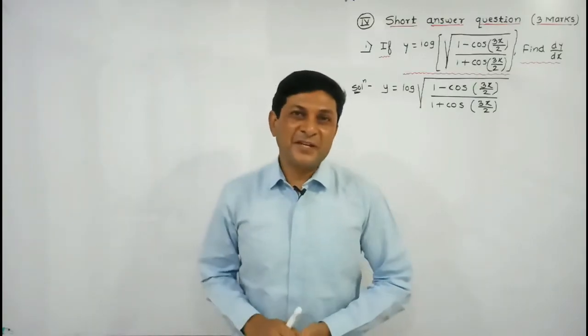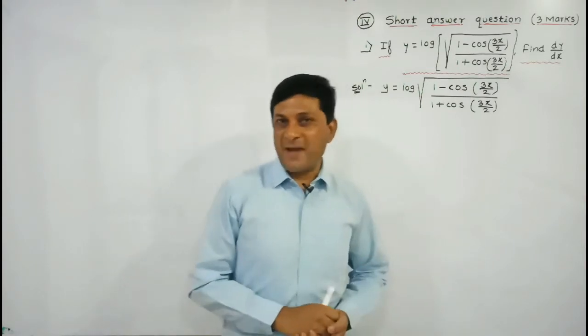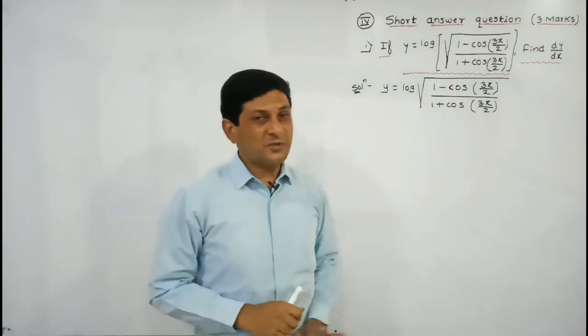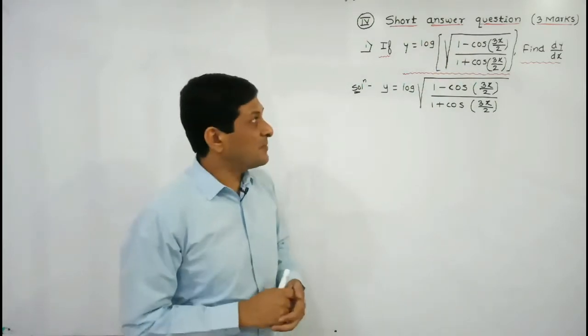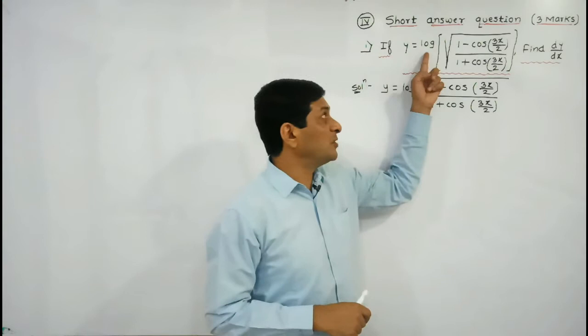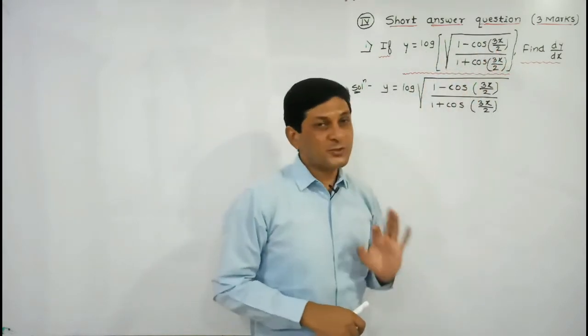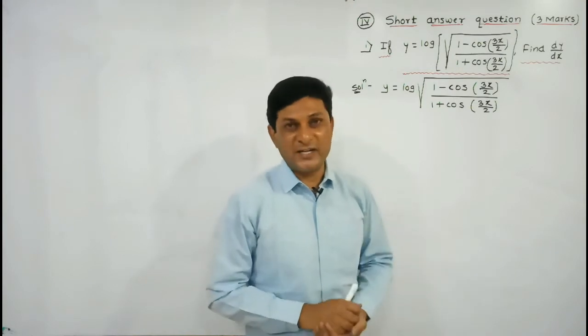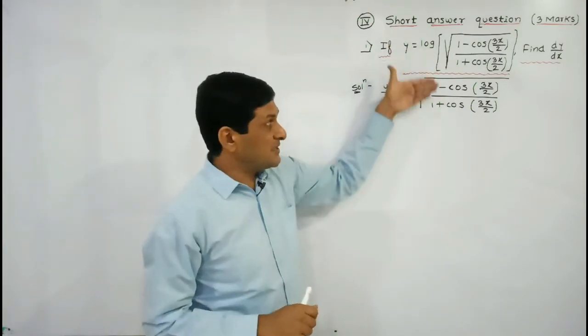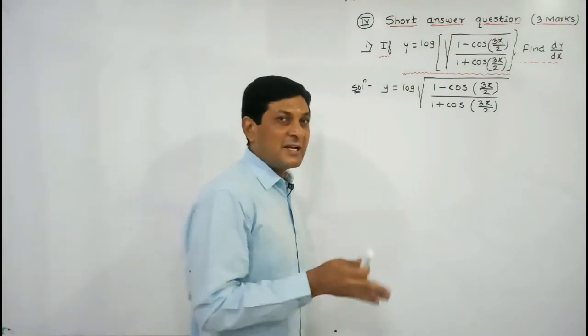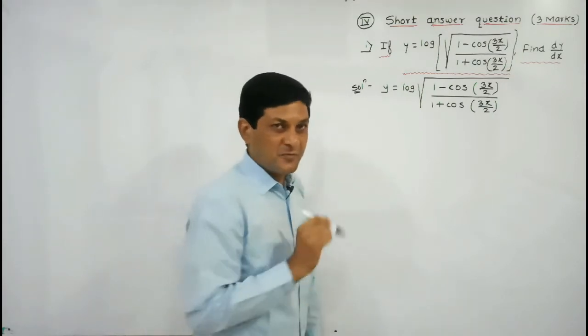Now we are starting the fourth part of this question bank, meaning we are discussing examples which can be asked for 3 marks. So see, in the first example, one function is given to us, y is equal to log of under root 1 minus cos 3x by 2 upon 1 plus cos 3x by 2, and the question is to find its differentiation. So we have considered this function. Now we are trying to simplify it, and later on we will try to find the differentiation.